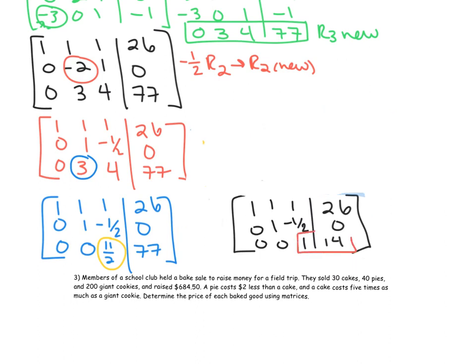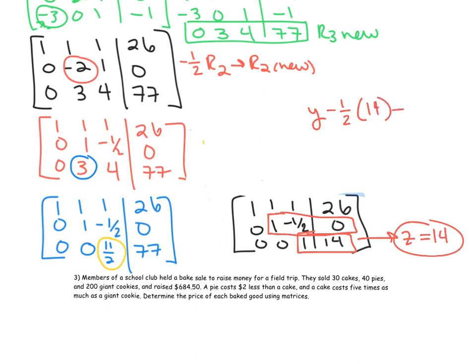All right, so we know z is equal to 14. Now from our second row, we have y minus 1/2 times z is equal to 0. So again, that came from this line right here: y minus 1/2 times z is equal to 0. So I have y minus 7 equals 0. So that means y equals 7.